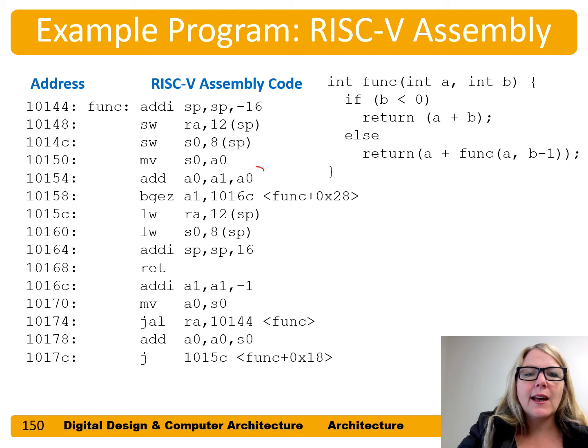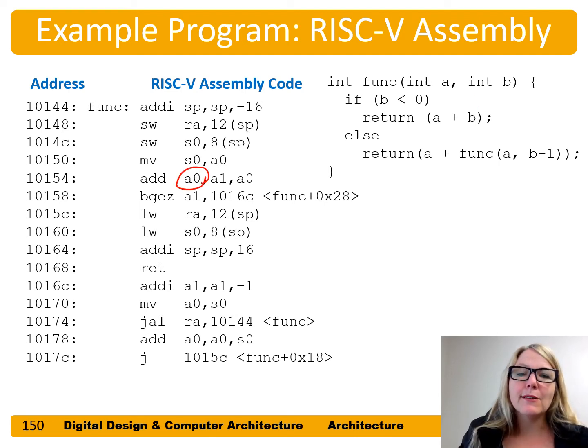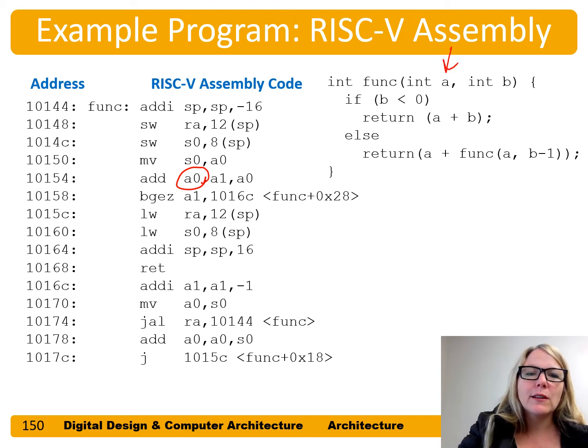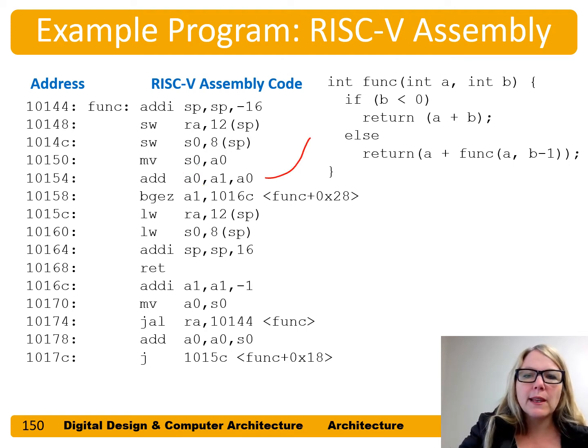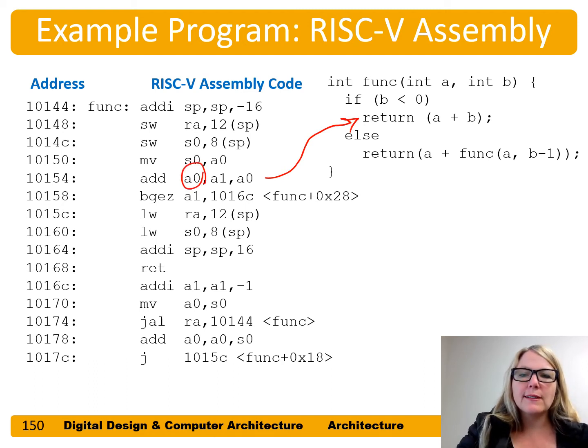And then add A1 and A0. So add A1, which is B, and A0. This line is doing A plus B, and putting that into the return register. Remember that A0 has two purposes. First, to pass in the 0th argument of the function, and also to hold the return value when a function returns. And so this performs A plus B and puts the result into the return register A0.